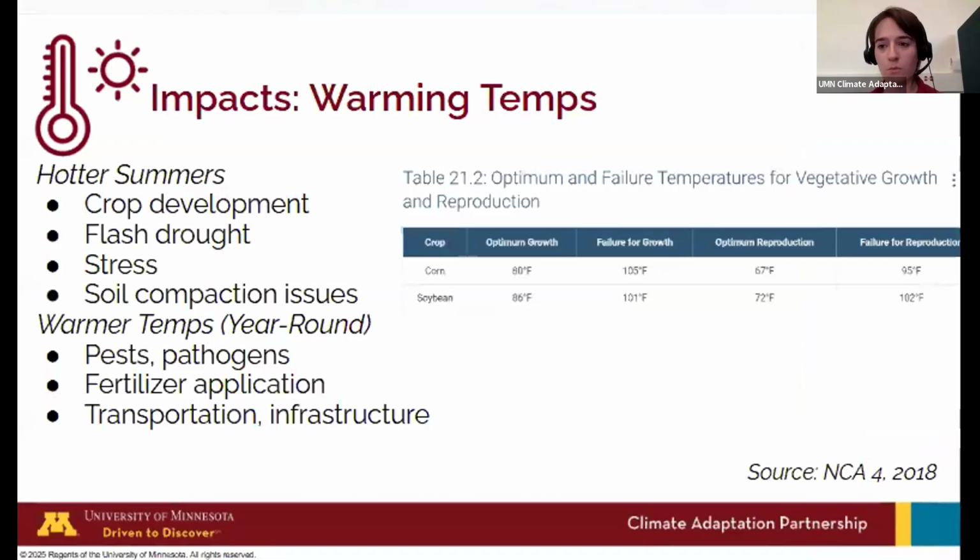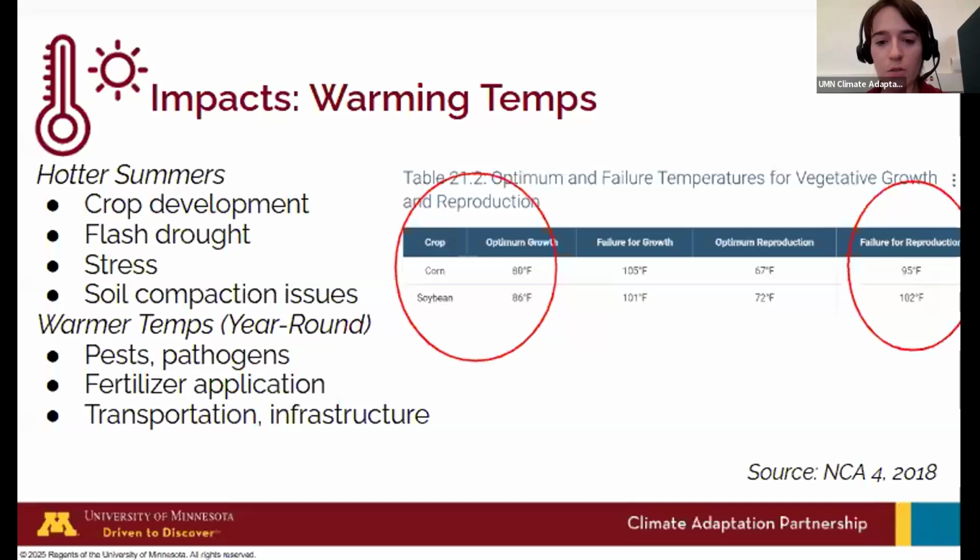And so, what do those warming temperatures, again, mean for those of us who work in agriculture? Well, with those higher 90-degree days and hotter summers, we can expect to see problems in terms of crop development. So on this graph that I pulled out on your right, this is data from a national climate assessment.